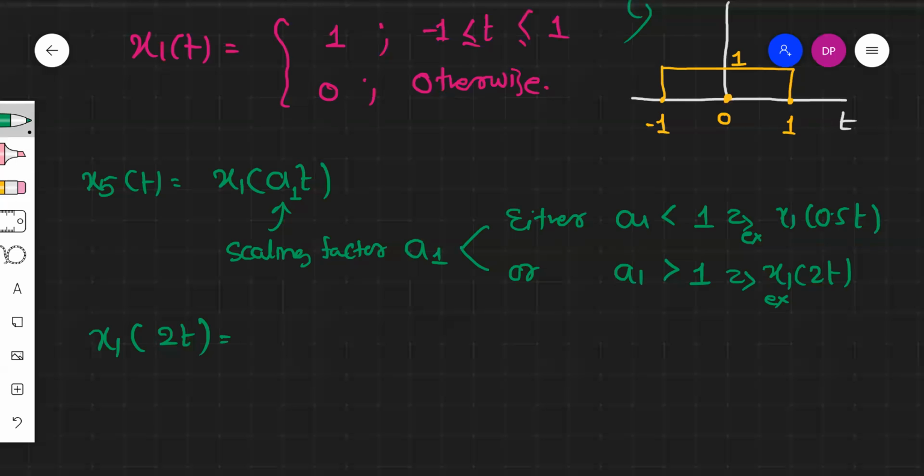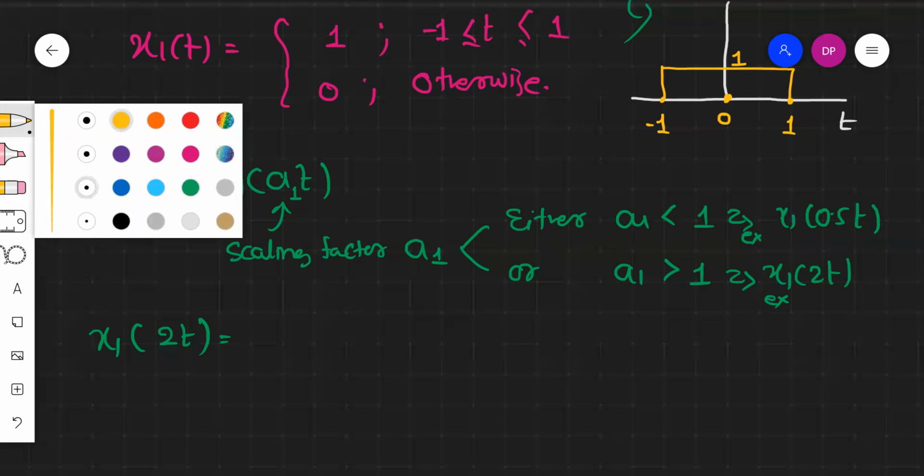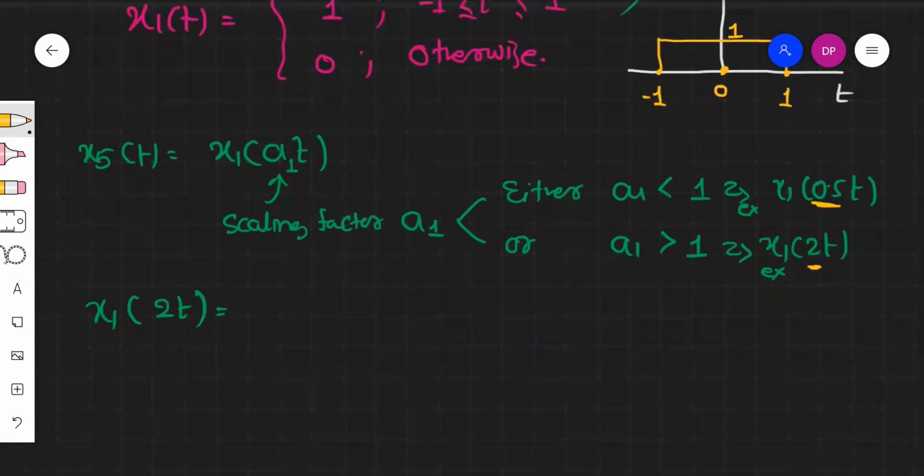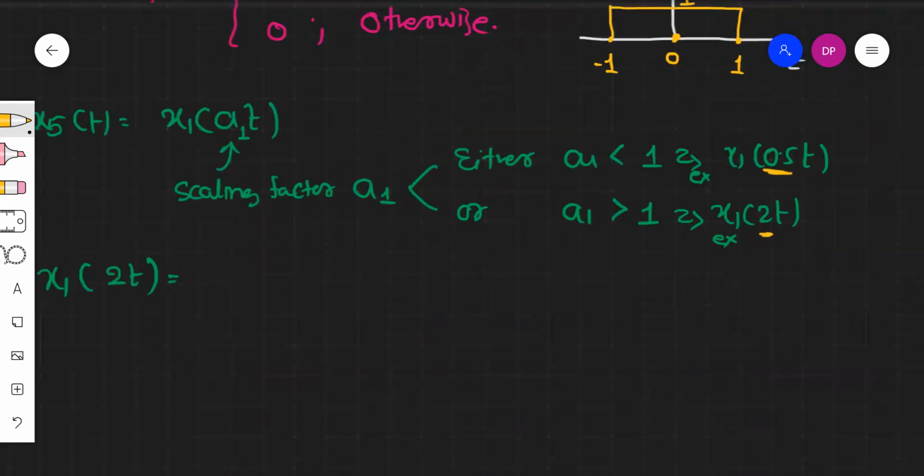You can see the scaling factor is in time, not in amplitude. So the amplitude is as it is. There is no scaling in the amplitude. There is scaling in the time. So we have two kinds of values that a1 can assume. Either it can be less than 1 or greater than 1. And for both the cases, we will visualize how the signal looks like.